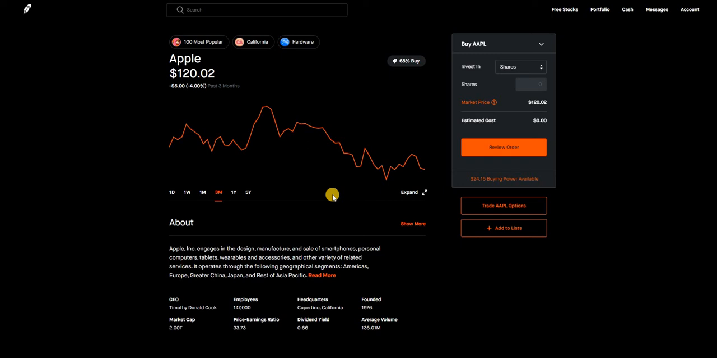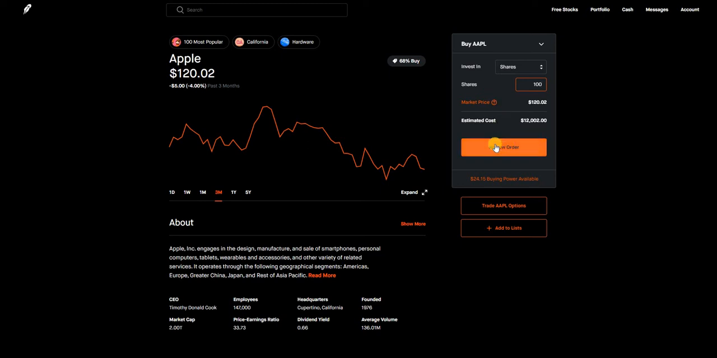I'm going to go ahead and jump into a live example on Robinhood. And here you can see that I have Apple pulled up. So Apple's currently trading at $120.02. So for this example, let's pretend that I buy 100 shares of Apple. And as you can see, I've put that here. And that cost would be $12,000. So first of all, you would need $12,000 in order to buy 100 shares of Apple.